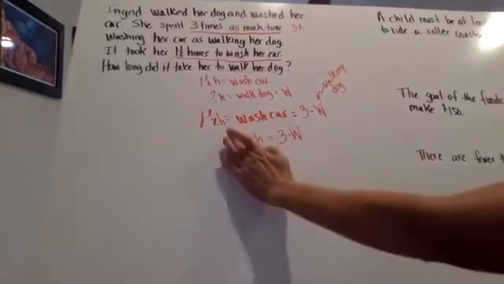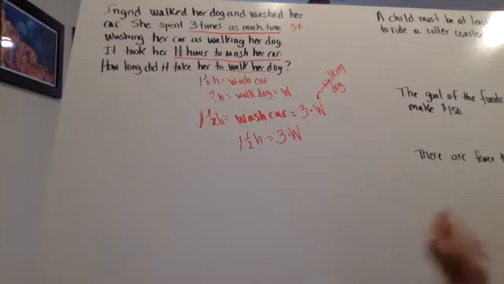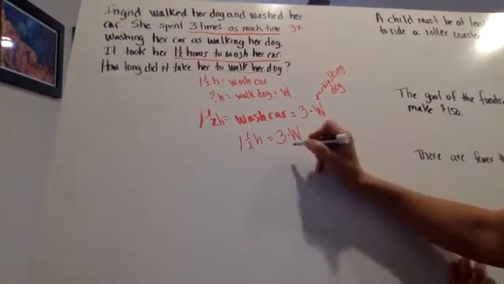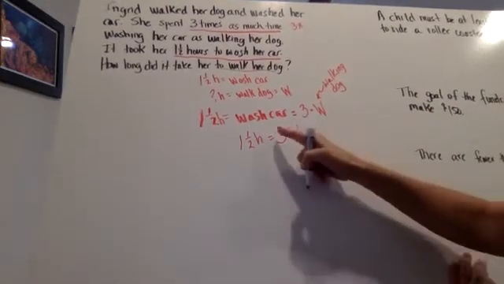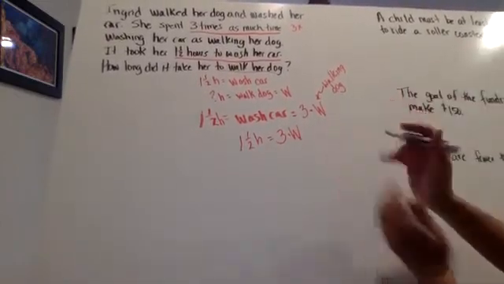So now I have to think about, okay, 3 W's is 1.5 hours. What would 1 W be? What would just be walking her dog? I don't want to know what walking her dog times 3 is. I already know that's 1.5 hours. I want to know what just walking the dog is.